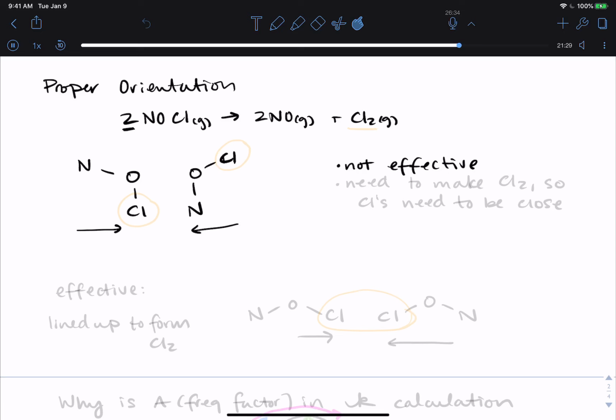2 NOCls, so NOCl, NOCl. But I need to form Cl2. I've got a Cl here and a Cl here. If I want the Cls to bond to each other, they need to run into each other in order to do that. So the reason that this isn't effective is that we need to make Cl2. So this will only be an effective collision if the Cls are close to each other.